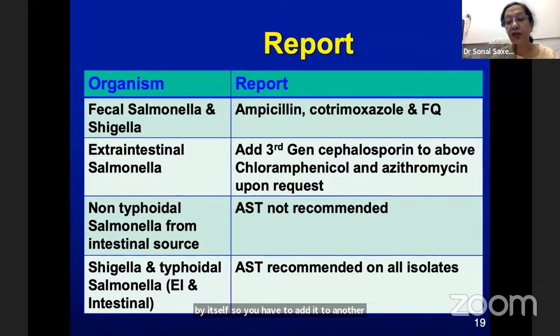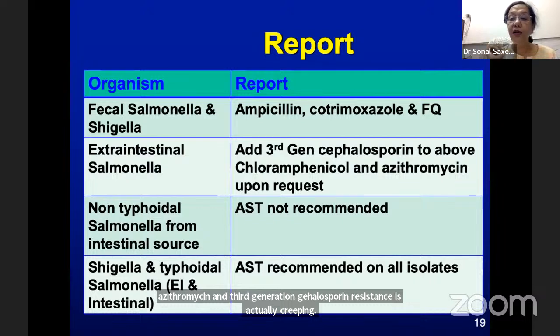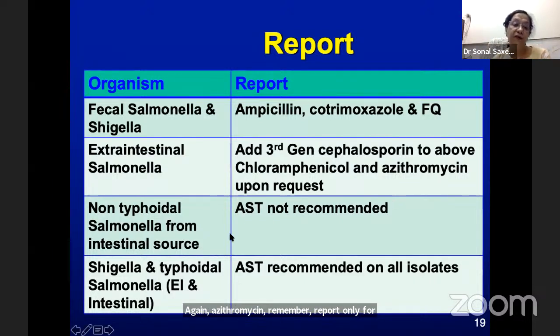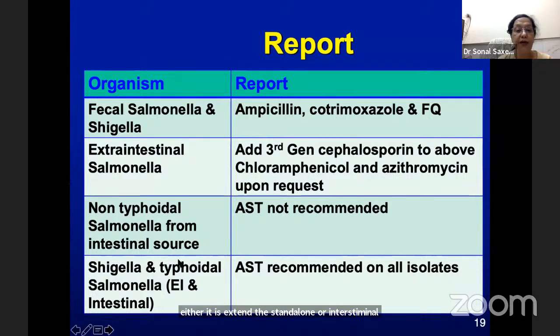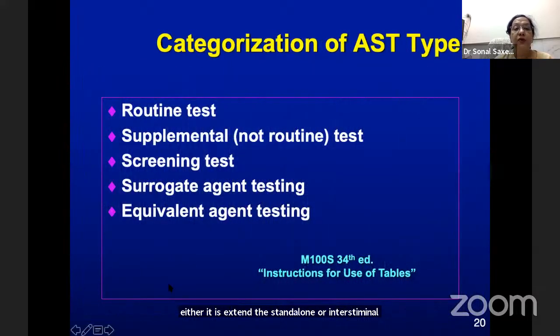If you have seen, none of the physicians will give you azithromycin alone if they give you standard diagnosis of typhoid. So they are always looking for third generation cephalosporin and azithromycin, and third generation cephalosporin resistance is actually creeping. Again, azithromycin, remember, report only for Salmonella typhi. It does not work in paratyphi. Now, non-typhoidal Salmonella from intestinal source, AST is not recommended. And Shigella and typhoidal Salmonella, either it is extra-intestinal or intestinal, AST is always recommended. For NTS, it is not recommended. It is from intestinal source.